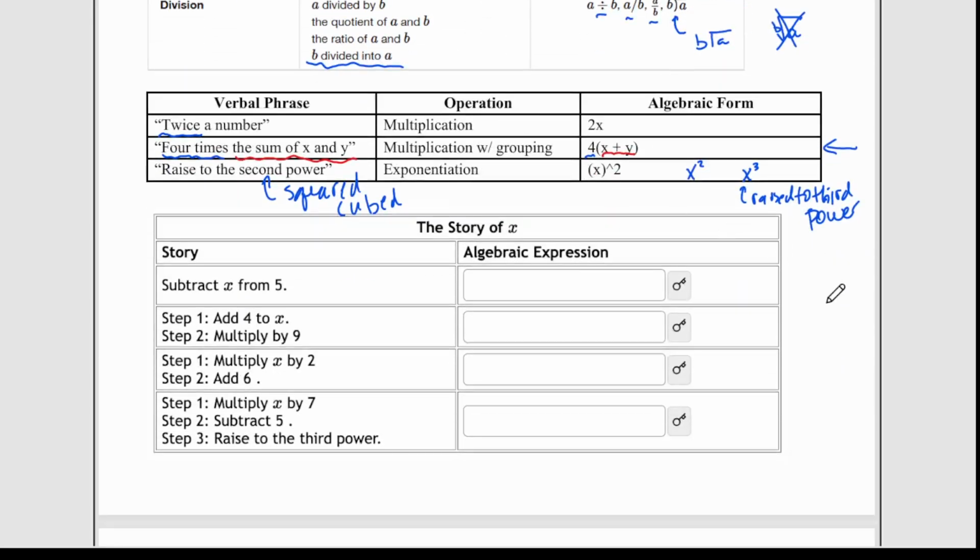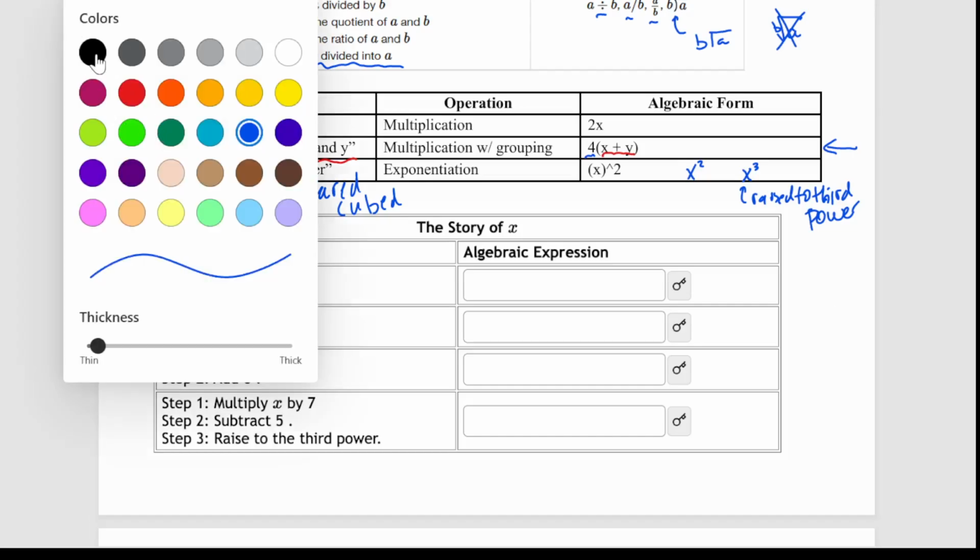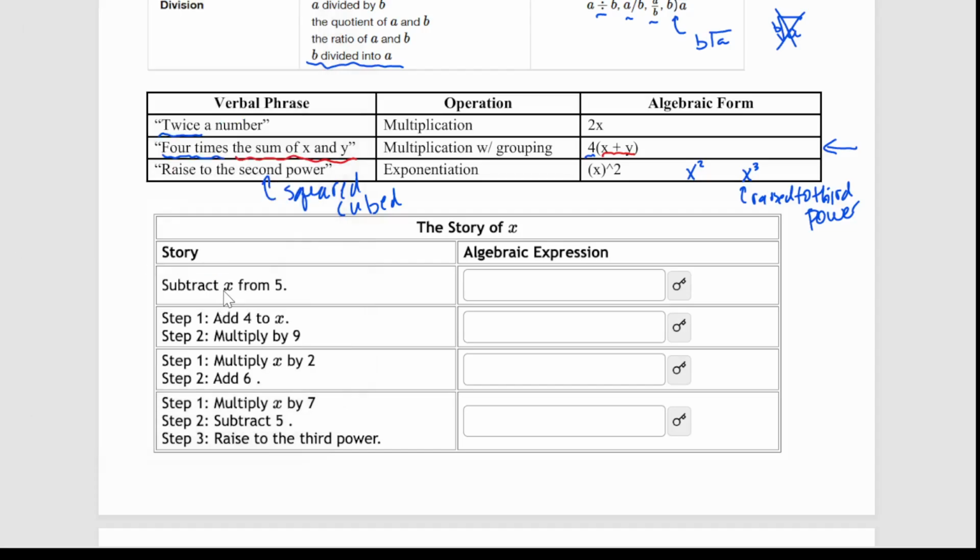So let's practice translating these a little bit. If I have one of the simpler algebraic stories where it says subtract x from 5, what that is indicating is that you're doing 5 minus x, because what you subtract from goes first, and then this is what you are subtracting.